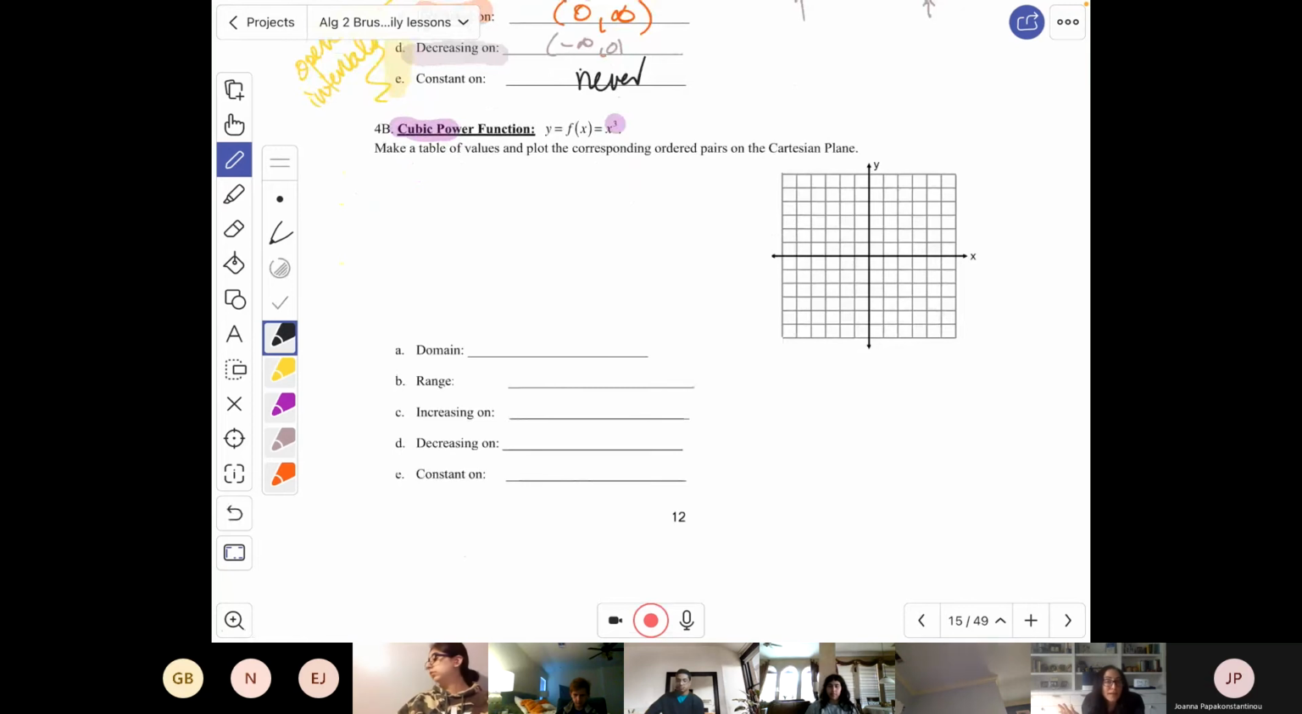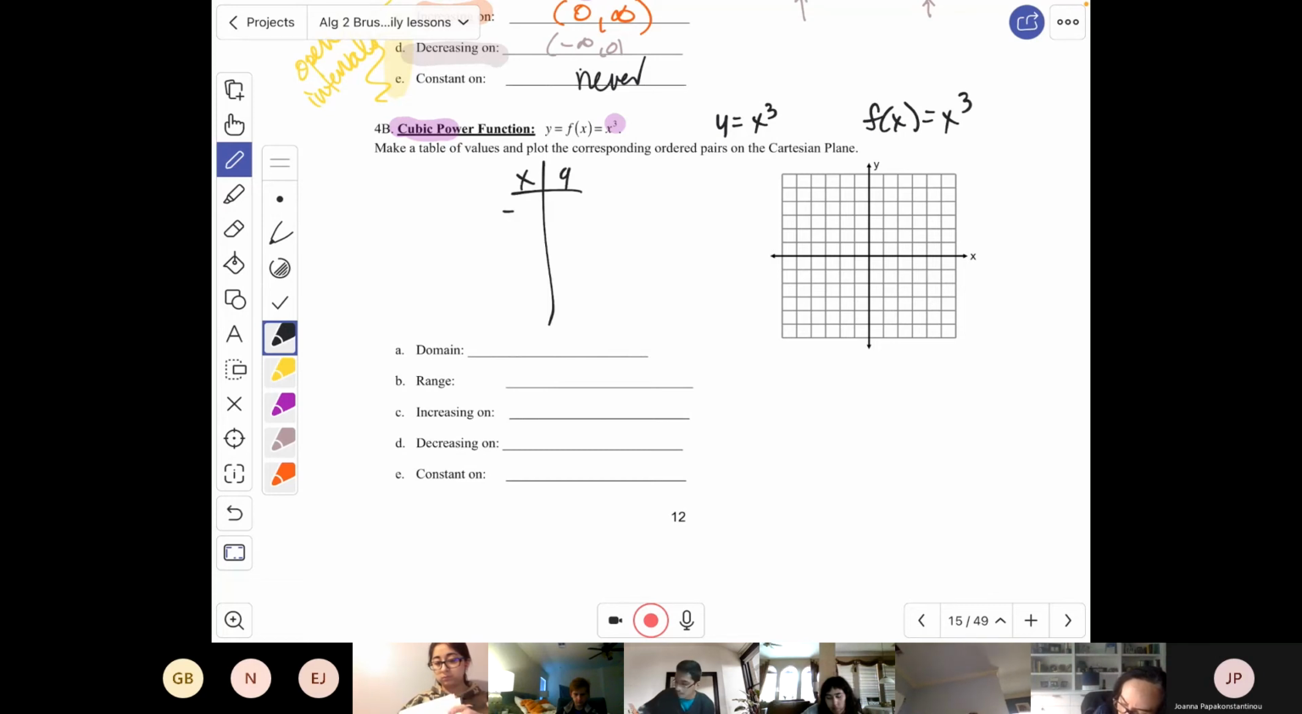That's okay, because we can make a table of values. So let's look at the cubic parent function. Again, I know it's cubic because the highest exponent of x is 3. So it's a cubic parent function. Now, I don't have any restrictions on my x, so I'm going to try, I don't know, -2, 0, 2.